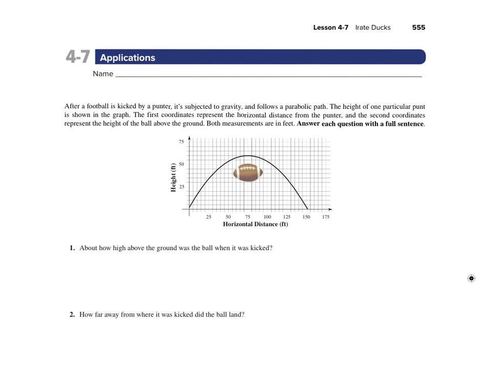The first coordinate represents the horizontal distance, so why don't we highlight that? That looks important. It's the distance from the punter, and the second coordinate represents the height of the ball above the ground. Both measurements are in feet.